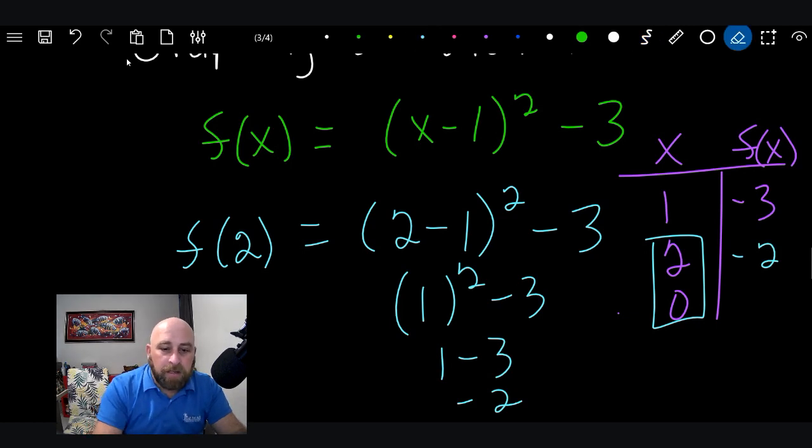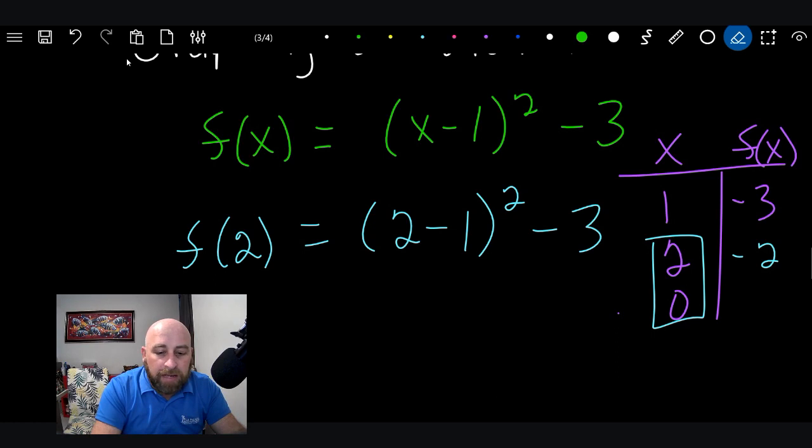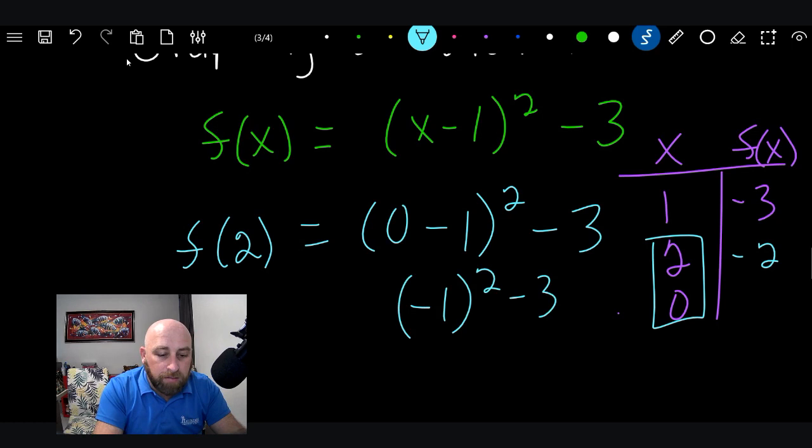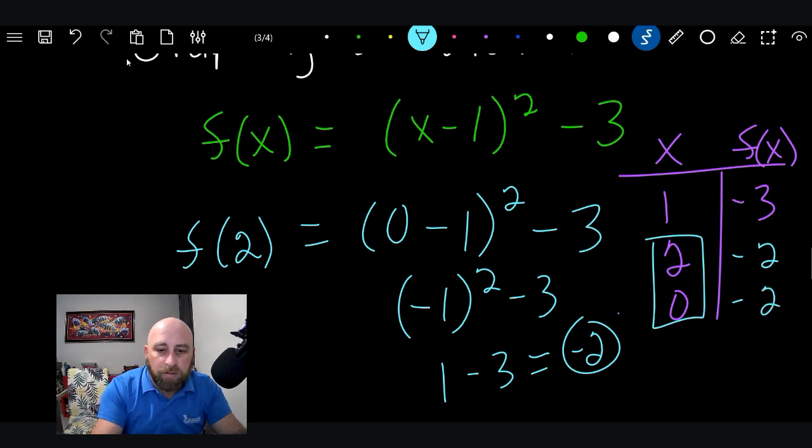Okay. Now I want to show you what happens when we plug in the next one, the 0 that I've got there in the box. All right, so now let's plug in the 0. 0 minus 1 is negative 1 squared minus 3. What is negative 1 squared? Well, it's positive 1. What's positive 1 minus 3? That equals negative 2 again. So our 0 is also negative 2.